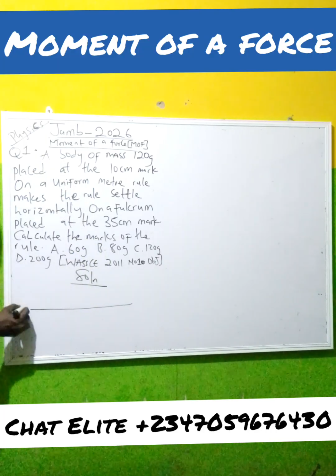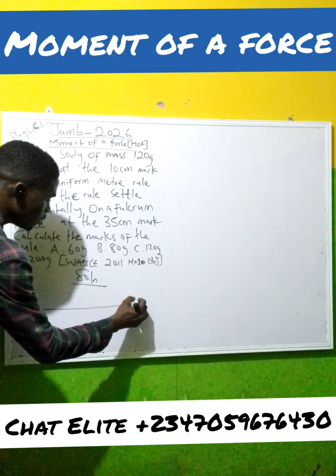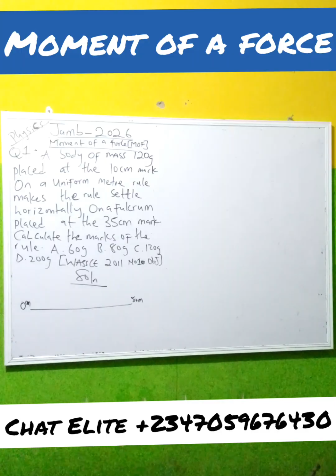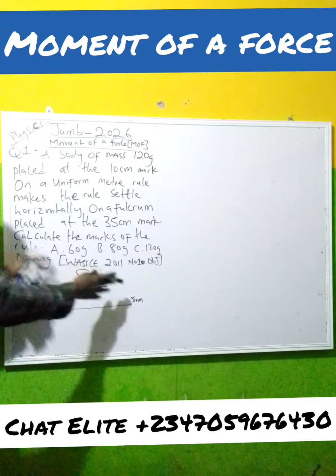So don't forget, your half meter rule is from what? From 0 centimeter to what? 50 centimeter. We already know the meter rule we are using. So clearly, you know that half of this.